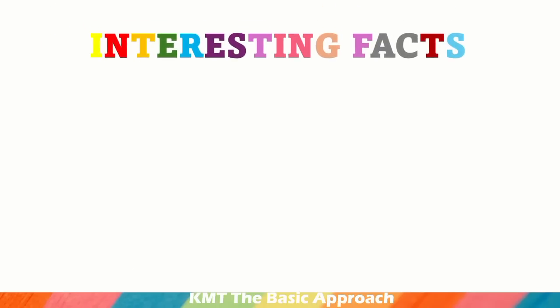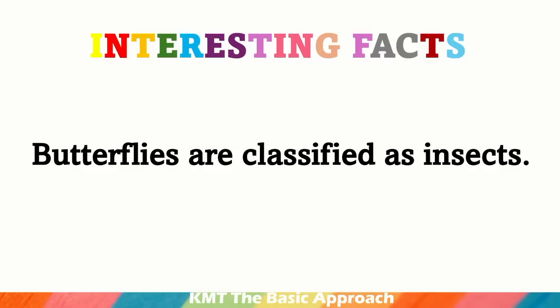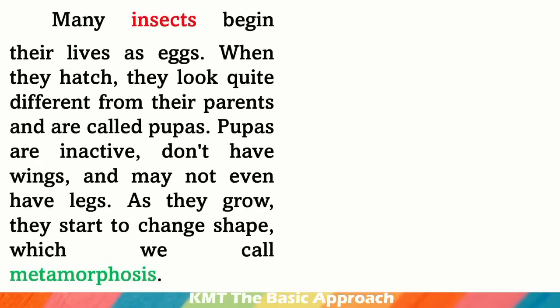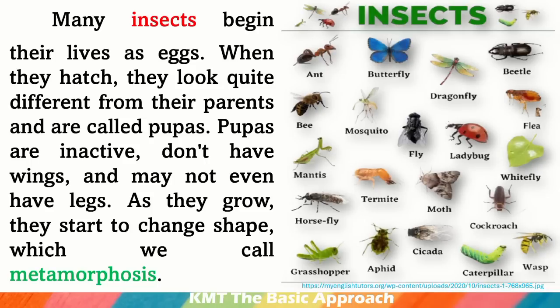Interesting facts. Butterflies are classified as insects. Many insects begin their lives as eggs. When they hatch, they look quite different from their parents and are called pupas. Pupas are inactive. They don't have wings and may not even have legs. As they grow, they start to change shape, which we call metamorphosis.